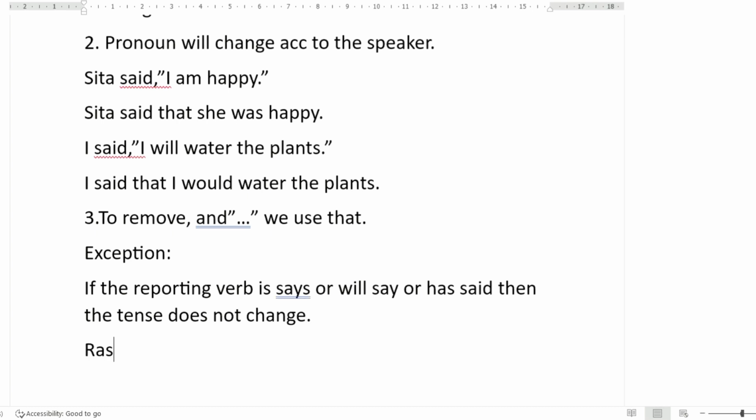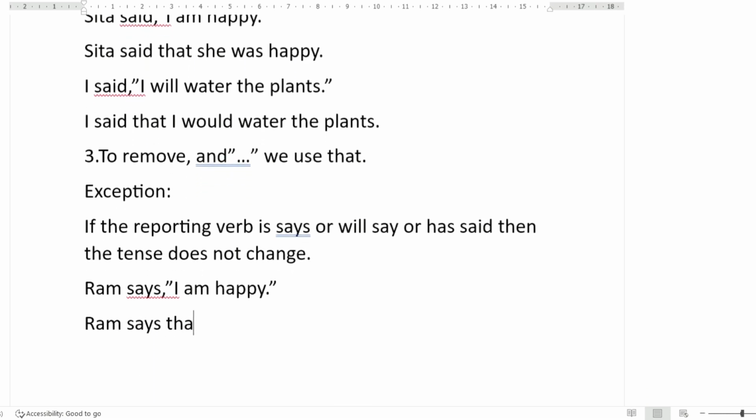Like for example, Ram says, comma, I am happy. Now this sentence is in present tense, am is there, but because says is there, I will do the other things, but I will not change the tense. Ram says that. Now pronoun will change to he. He is happy. Tense will be same, when the reporting verb is says, has said or will say.